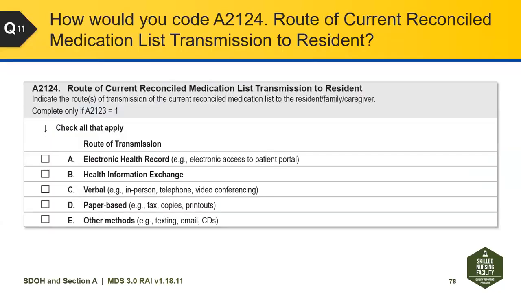So now let's look at A2124. How would you code the route of the current reconciled medication list transmission to the resident? So now again, we're looking at how that was transmitted. And remember again, this is check all that apply.